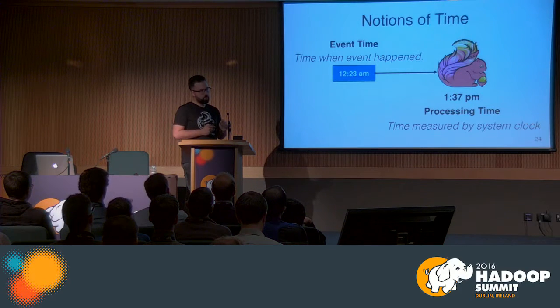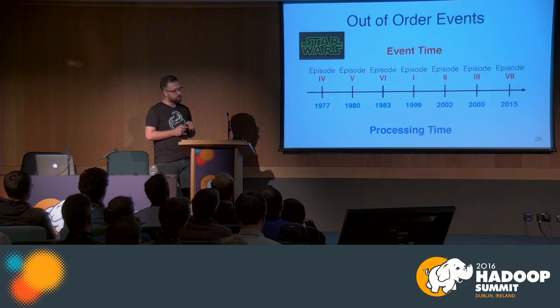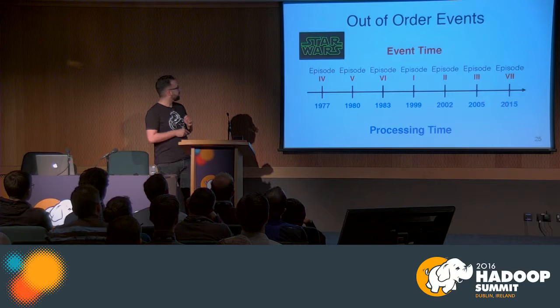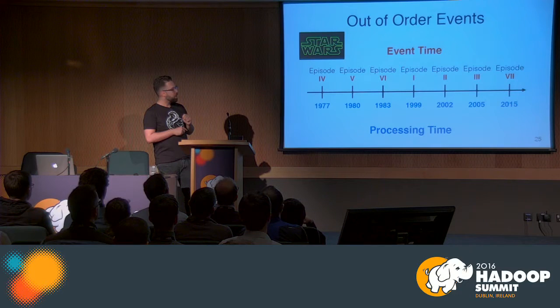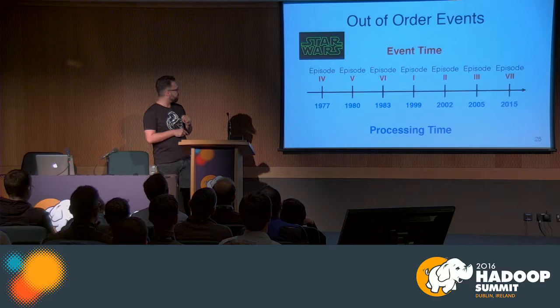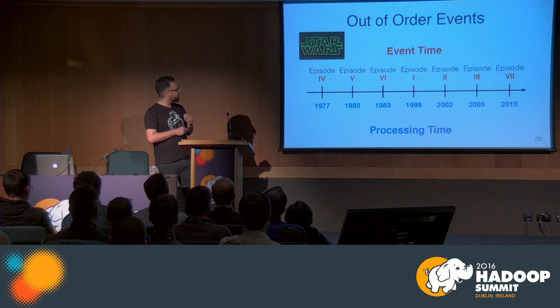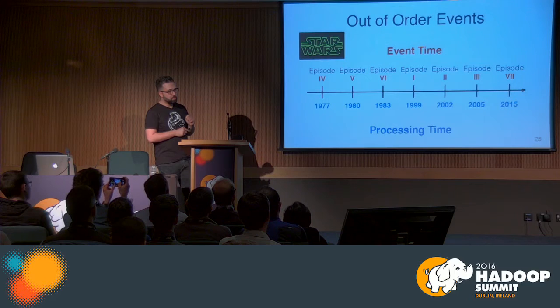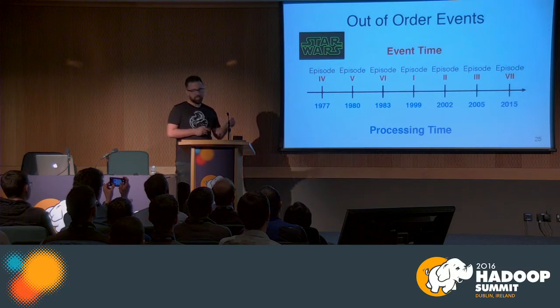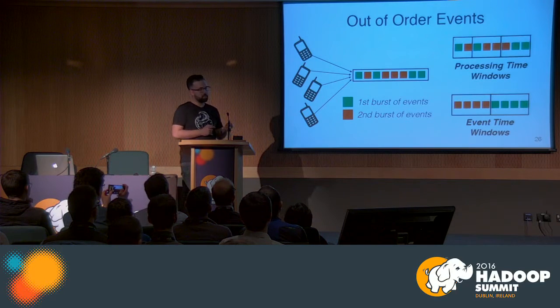And why is this important? Think about, as an example to motivate this, Star Wars, where the time when the episodes were taking place is the event time, and the time when they were published to the public is processing time here, from 77 to 2015. And what happened is that episode 1 got released after episode 5 was released, for example. So what this tells you is that events arrive out of order.